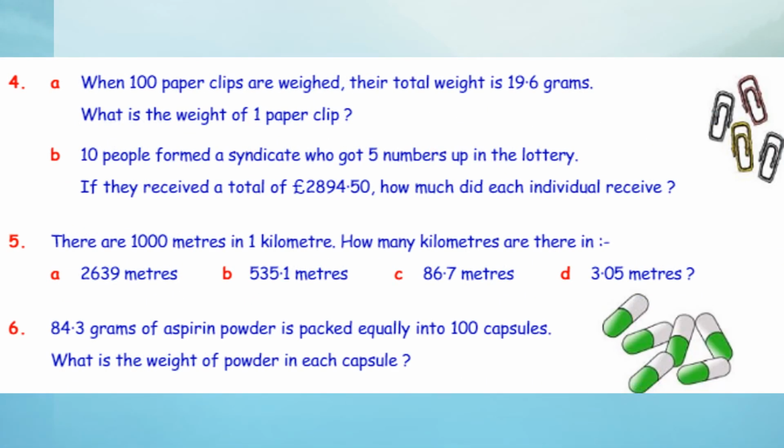Right, 4, 5 and 6. These are word problems. Let's look at 5. I'm just randomly picking it out. There are 1,000 metres in a kilometre, so 1,000 tells us that's the number we're going to use. How many kilometres are there in 2,639? We're dividing by 1,000. Our answers are dividing by 1,000. Okay? Any questions, let me know.